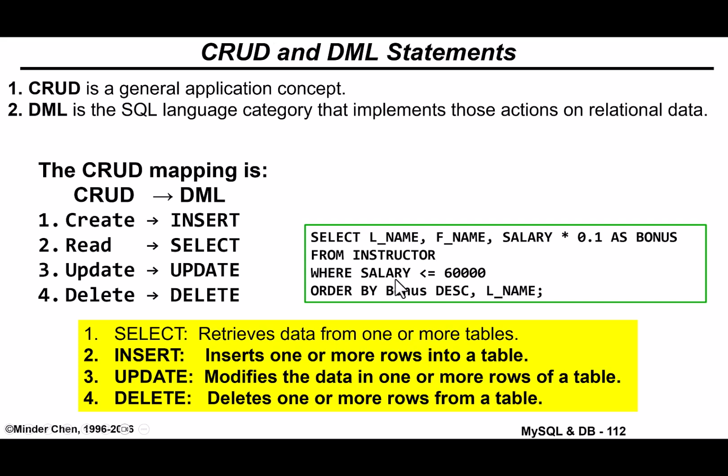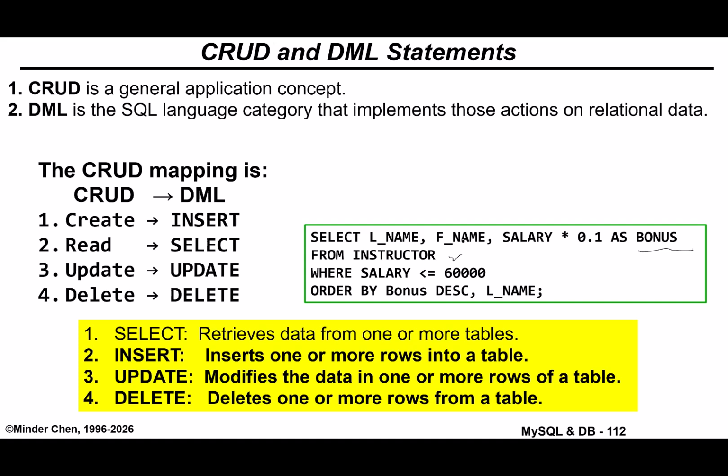The select statement we introduced previously only covers 4 of the 6 clauses, the so-called big 6. We covered 4 of them. This is just an example. Select a certain column. It could be an expression. And we can also define an alias, like bonus here for salary times 0.1.